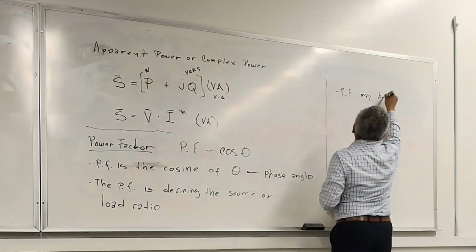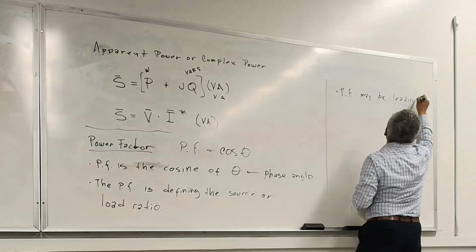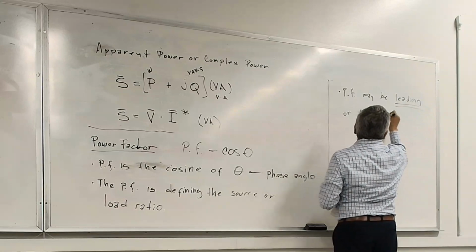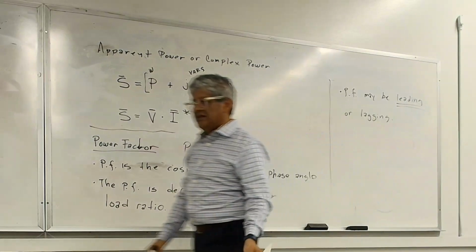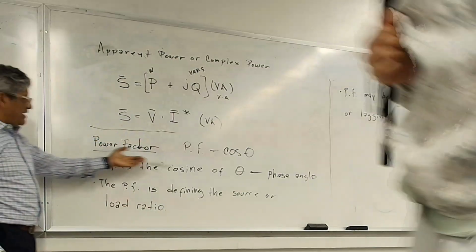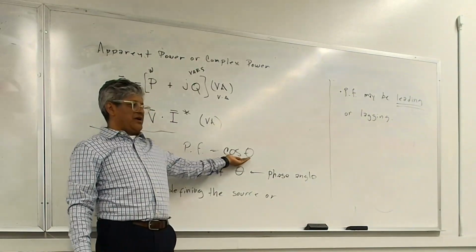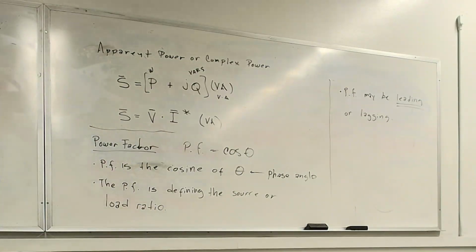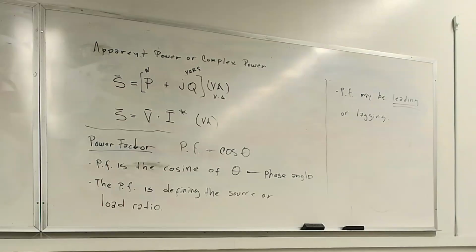Power factor may be leading, this is very important, or lagging. What does that mean? Power factor by itself, whatever number you come out with, isn't telling me anything until you tell me whether it's leading or lagging. So if you say the power factor is 0.8, 0.8 what? Is it 0.8 leading or 0.8 lagging? If you don't tell me, then you're not giving me the full information.